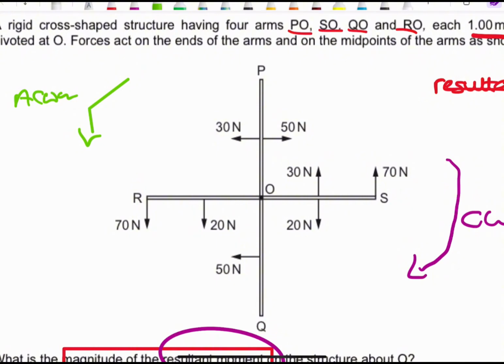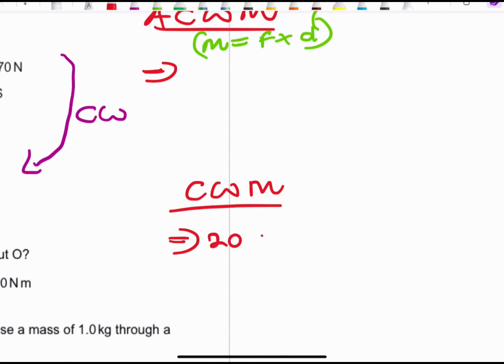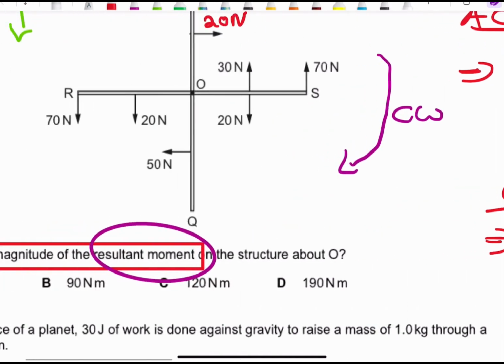Okay, so all of these two are going to change, right? This 30 is going to go, it won't be available, and this 50 will change and it's now going to be 20 newtons, right? Is it clockwise or anti-clockwise? It's clockwise, right? So it's going to be 20. Let's first start with that one. 20 times 0.5 plus, let's move on.